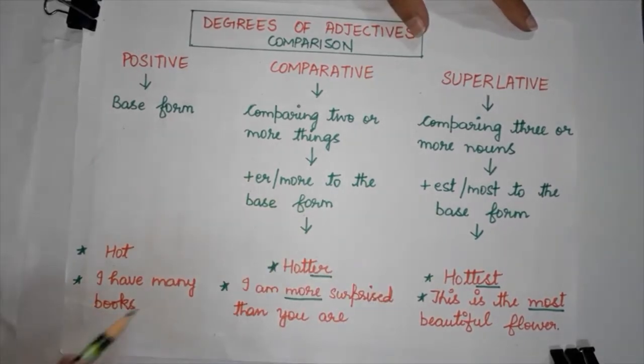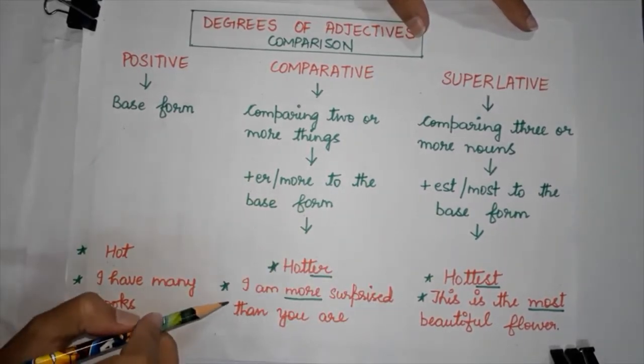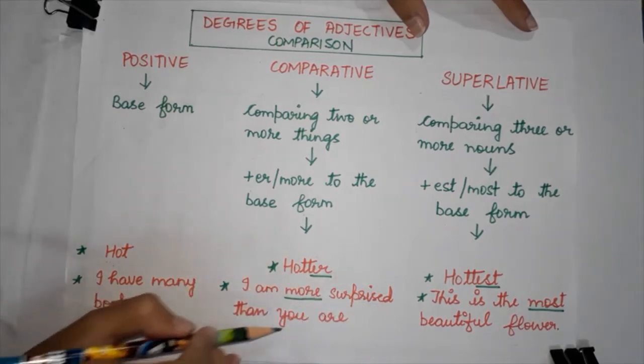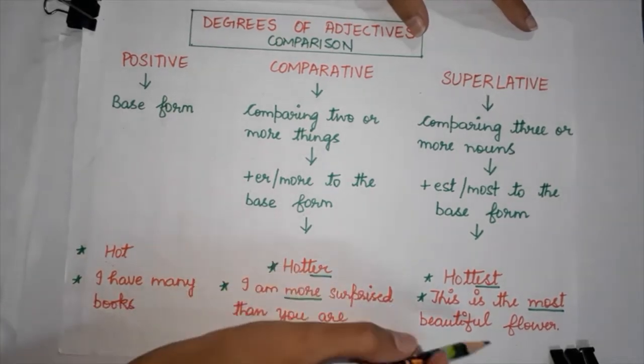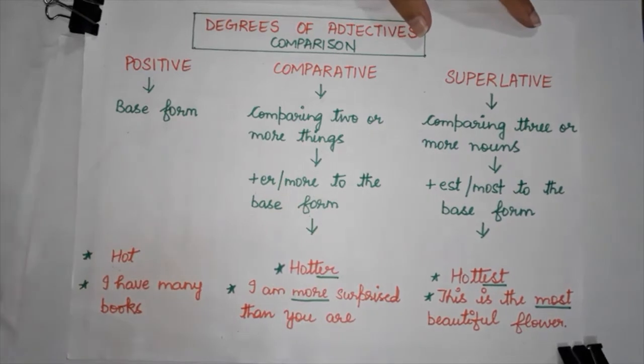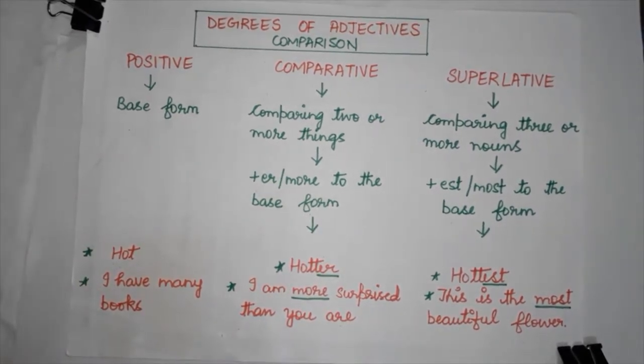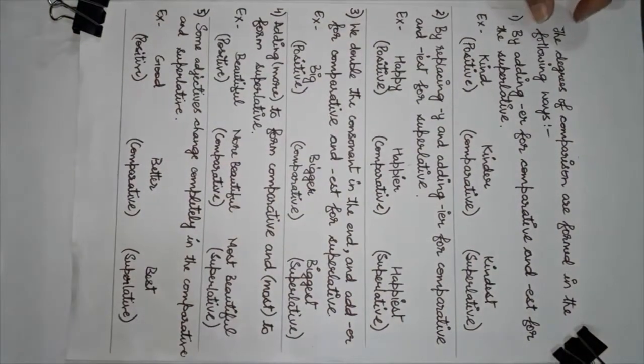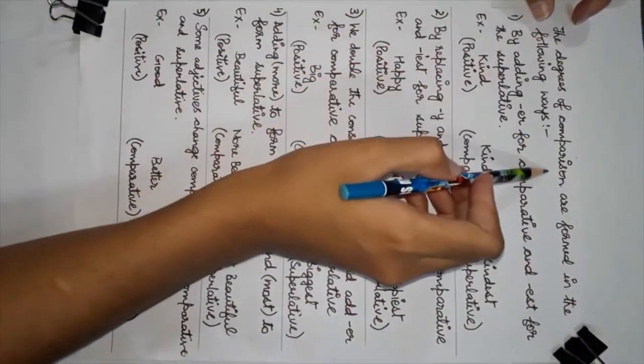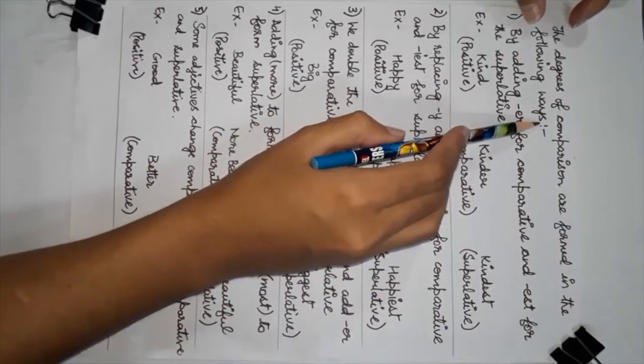I have many books. I am more surprised than you are. This is the most beautiful flower. So these are the 3 degrees of comparison in adjectives. So let us look at the usages. The degrees of comparison are formed in the following ways.